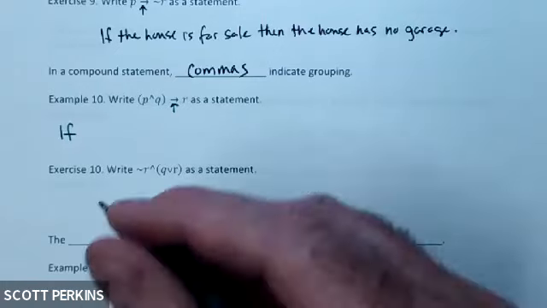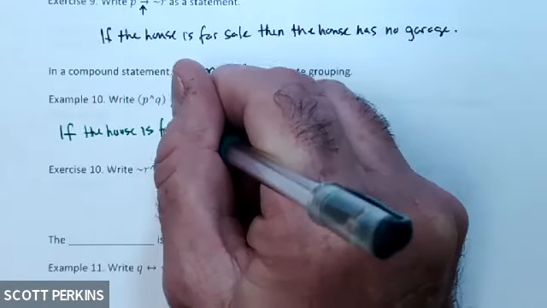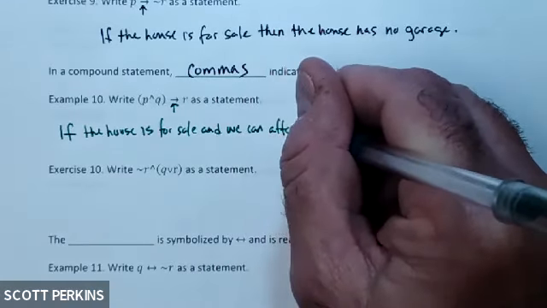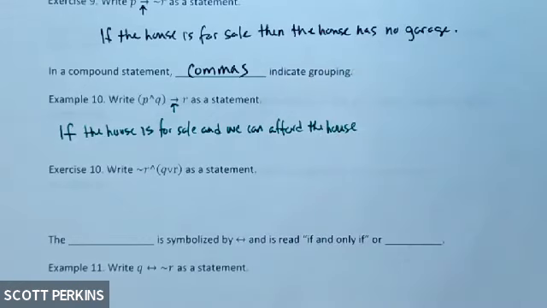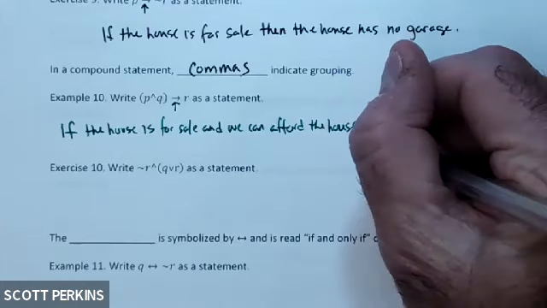So this says, if the house is for sale, and we can afford the house. I'm going to pause, let you get caught up with me. Those two statements, the house is for sale and we can afford the house, are on the same side of the conditional statement. They are in parentheses, they are grouped together. So now I'm going to put a comma right there.